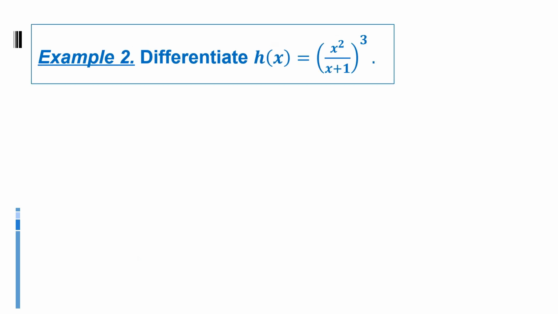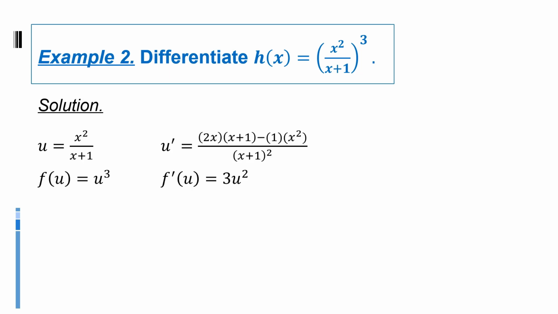Differentiate h of x equals the cube of x squared over x plus 1. So identify u and f of u. We have u is x squared over x plus 1 and f of u is equal to u cubed. Since meron tayong quotient dito, so we will use fg minus gf all over g squared. So we have derivative of f is 2x times g, which is x plus 1, minus the derivative of g, that is 1 plus 0, so 1 na lang yan, times f all over g squared.